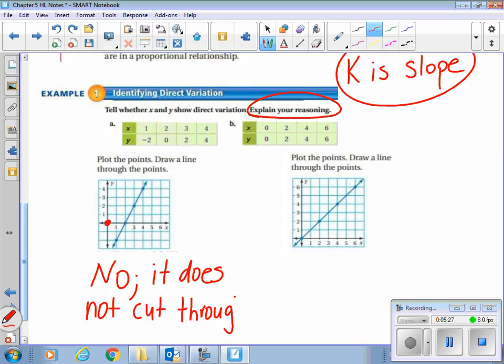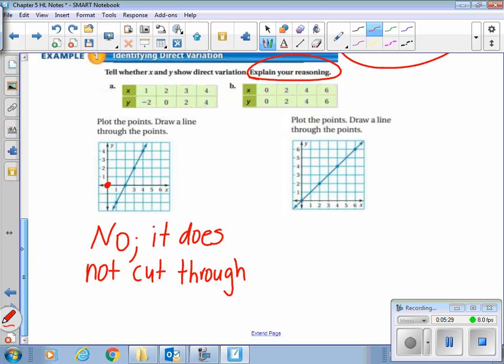Both things need to be true in order for it to be a graph of direct variation. We know that the origin is 0, 0. If I look at part B, again, I've got my ordered pairs 0, 0, 2, 2, 4, 4, 6, 6. They graphed each of those ordered pairs. They drew a line. It is a straight line. It is cutting through the origin. So this one would be a yes for direct variation.